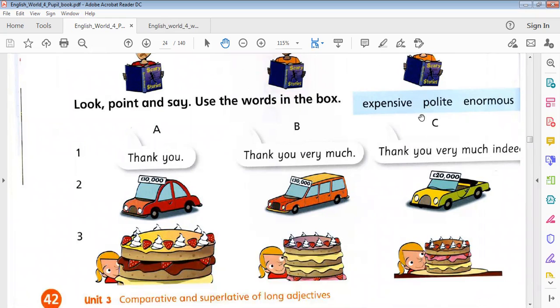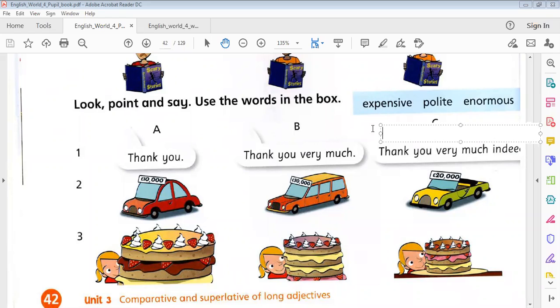Here we have three words: expensive, polite, enormous. You know the meaning, yeah, for all of them. So let's use polite. So A says thank you, B says thank you very much, C says thank you very much indeed. So which one is more polite? C is the most polite. You see, you don't say more polite, okay? Because if you say more, which one, this one or this one? You don't have two, okay? You have three. So you say C is the most polite, okay?